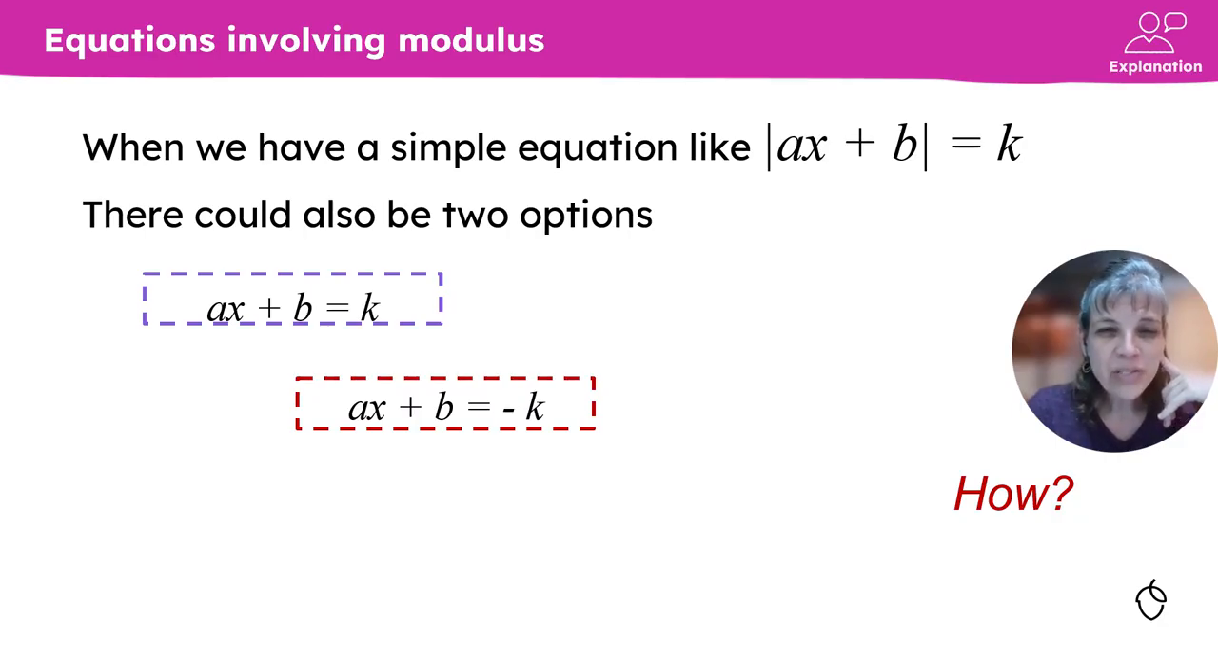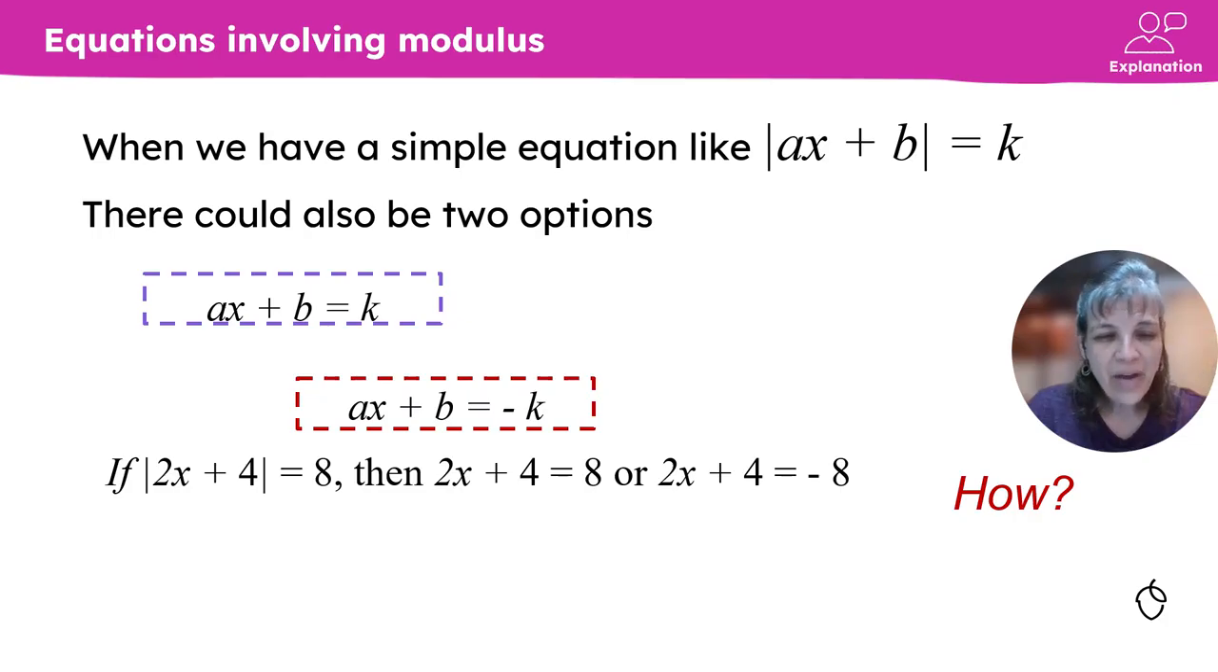What you need to do is write out the two different options. So if I had the modulus of 2x plus 4 is equal to 8, then what are the two options we would write down? You can copy this down in your book if you still have your book open there. If I had the modulus of 2x plus 4 equals 8, then either 2x plus 4 is equal to 8 or 2x plus 4 is equal to negative 8. That's the opposite of k.